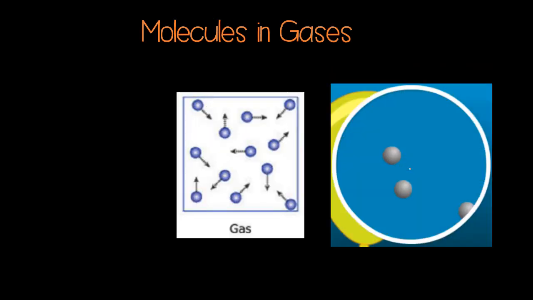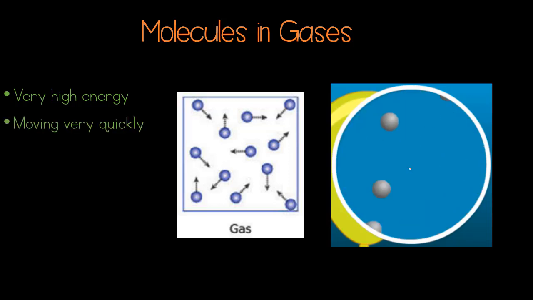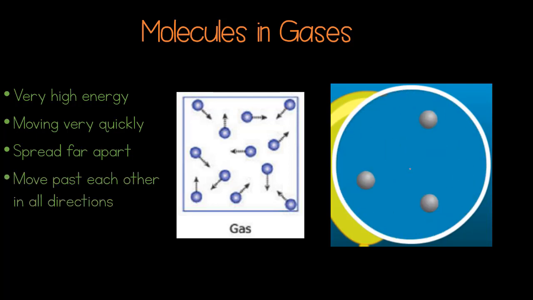Now, the molecules in gases have the most energy. These are going to be our very high energy molecules. Because they have lots of energy, they move around really quickly, and they're bumping into each other and pushing around. And because they're going so fast, the molecules in gases get spread very far apart, and they're flying around in all directions. So if you pop a balloon full of air, those gas molecules are going to go flying all around until they're spread all over the room.